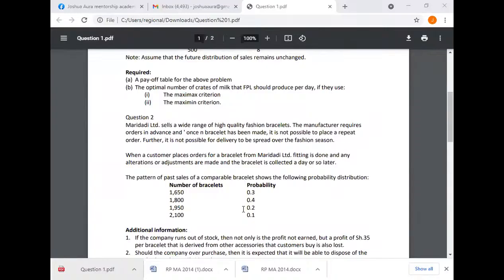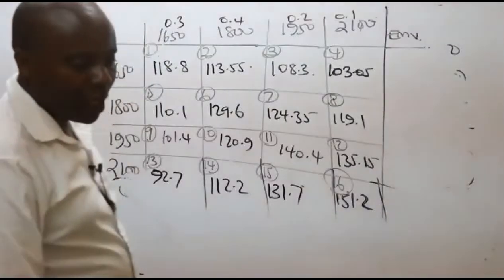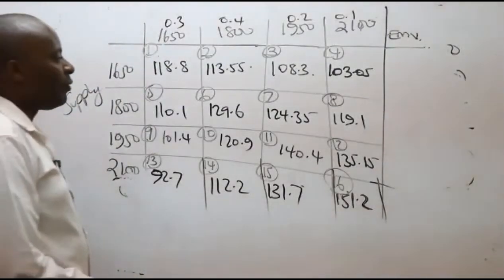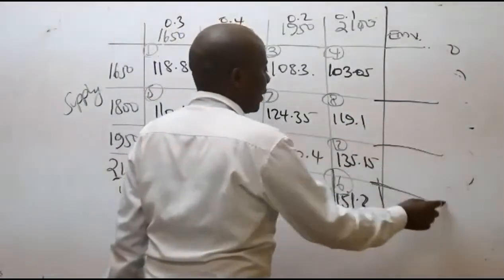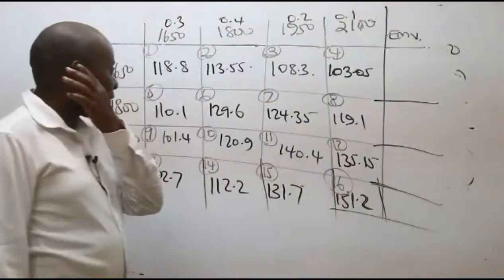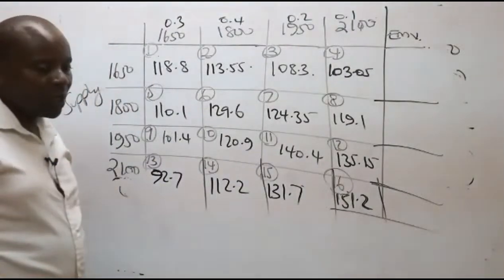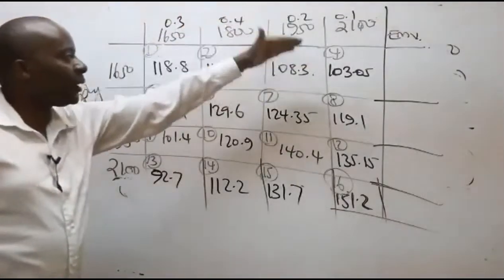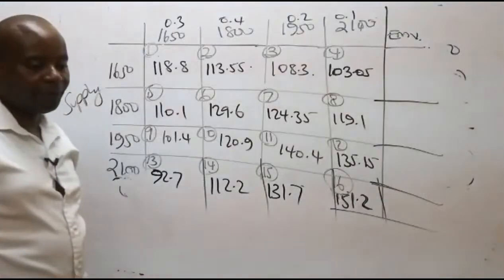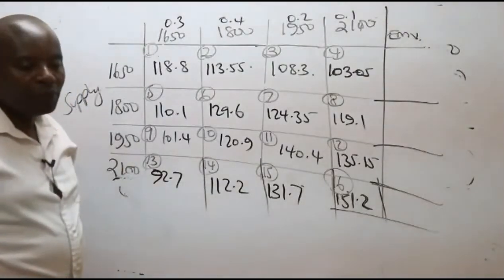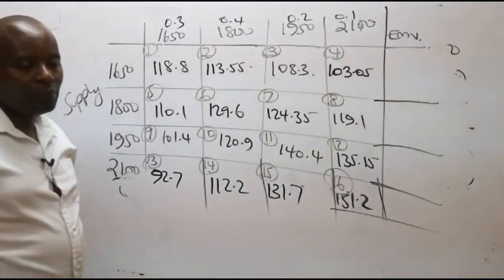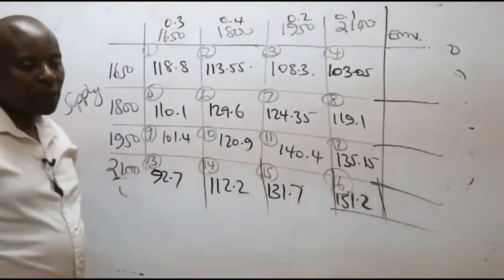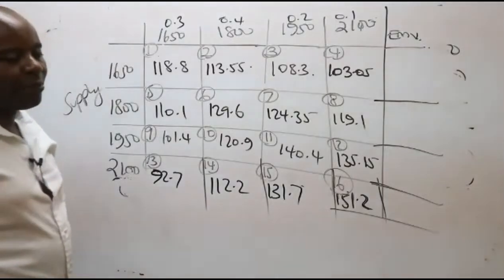So come here and give me expected monetary values. Kindly give us those figures very fast. Expected monetary values. So how do we get this? We are taking this times probability plus. You give me an answer there. Expected profits or expected monetary value.